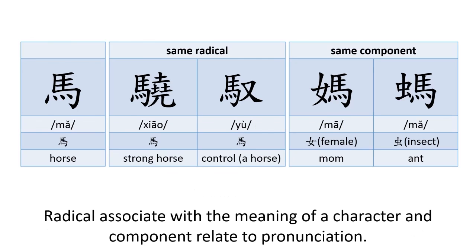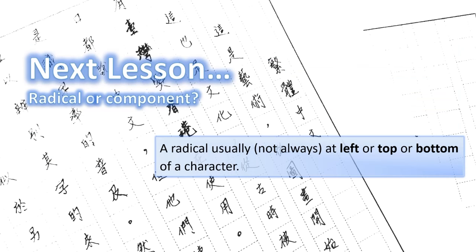Well, forget how hard the pronunciation is. In conclusion, radicals associate with the meaning of a character, and components relate to the pronunciation. That's it. The next lesson should be radical or component.